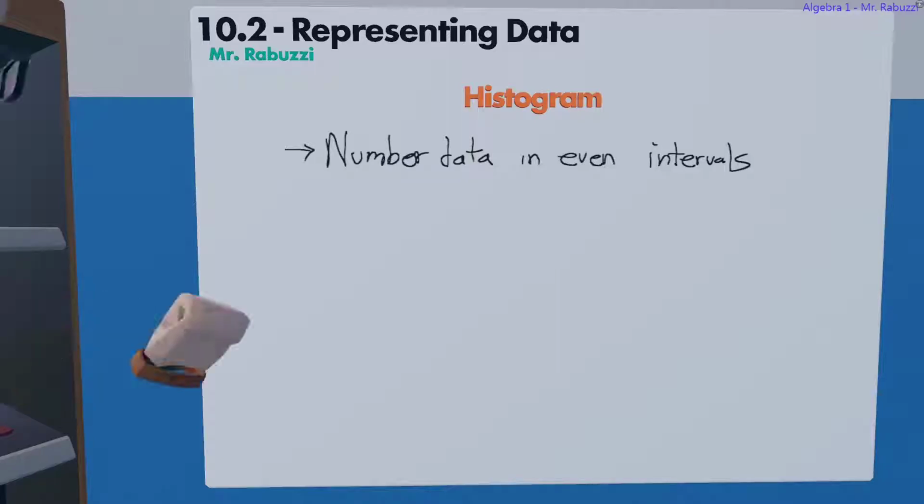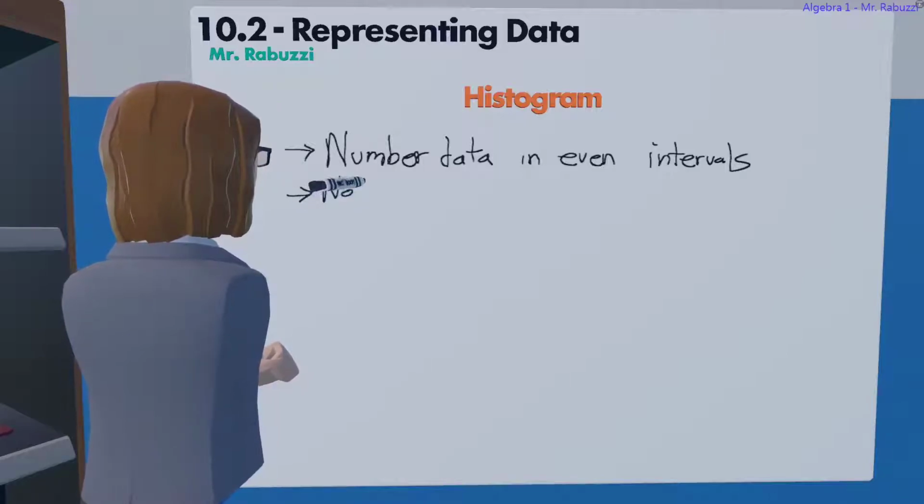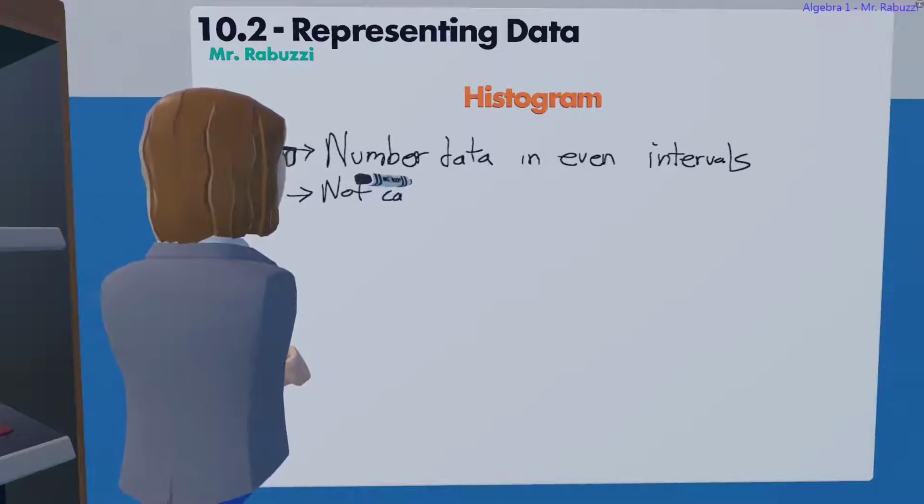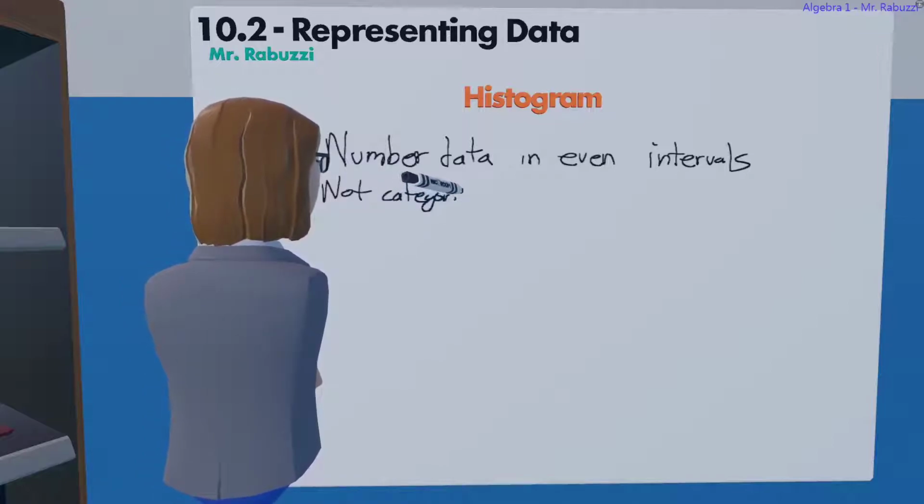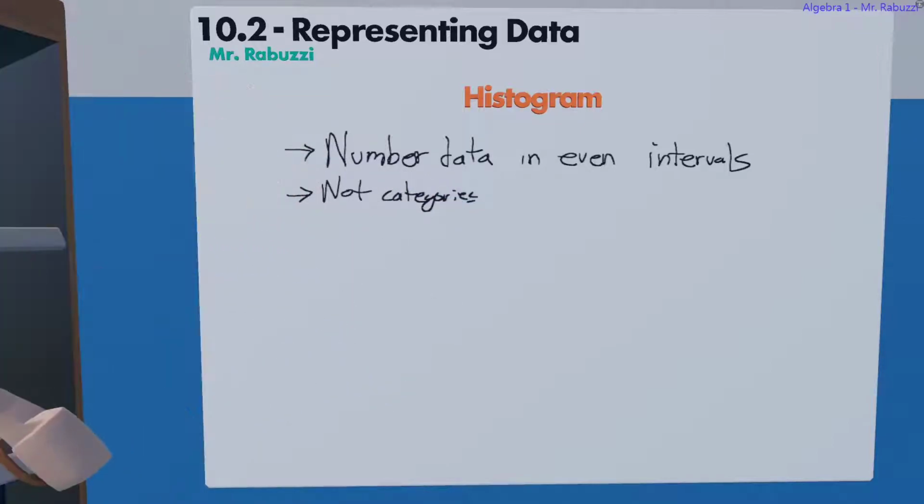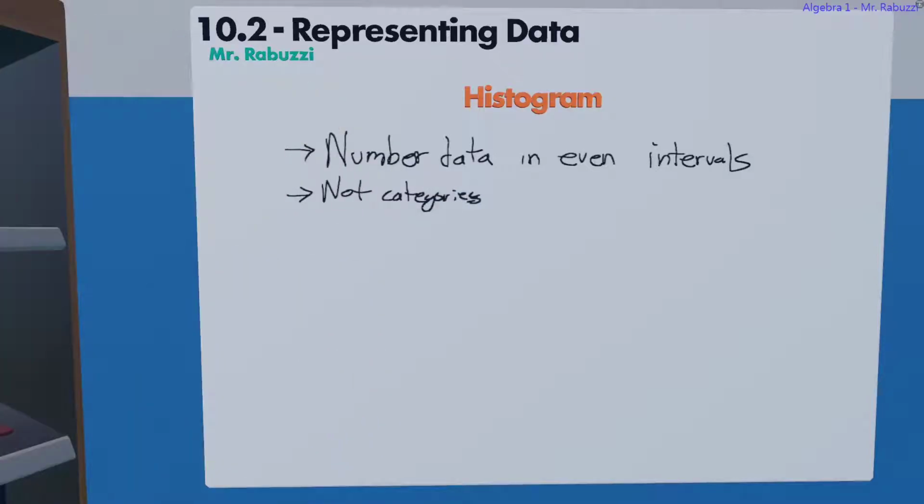Okay, this is not for categories, right? If you wanted to make a graph of categories, then you can make a bar graph. They look similar. They look almost the same, but there's some differences. Okay, so this is a histogram.